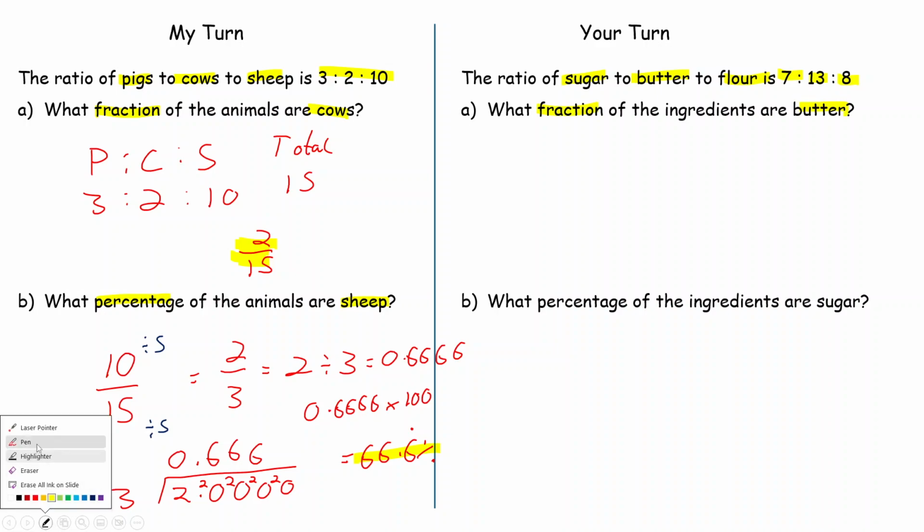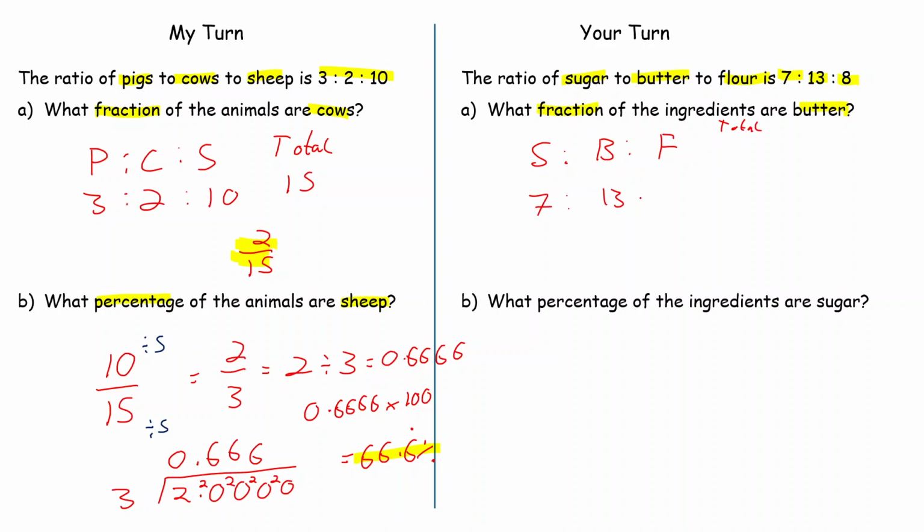Okay, so again, let's get this out clearly. Let's do it in red. You've got sugar, butter, and flour, and then you've got to have a total over here, which I've done too high up. Oh, I've run out of room, the total. Let's do it up here. So you've got sugar, 7 to 13 to 8. The total here is going to be 28. And we're looking at what fraction of the ingredients is butter, 13 over 28. So 13 out of 28 is simply your answer for that one over there.